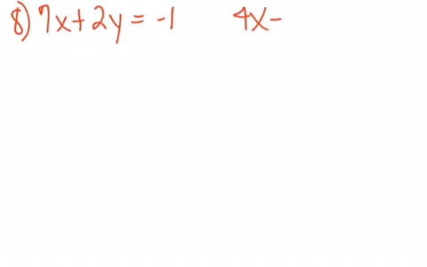Okay, if you will look at number 8, let's look at some of the elimination ones. 8 has 7x plus 2y equals negative 1, and 4x minus 3y equals negative 13. At this point, you need to decide which variable you would like to eliminate. It doesn't matter, we just need to make a decision. I'm going to vote that we eliminate y. Here's my reasoning.